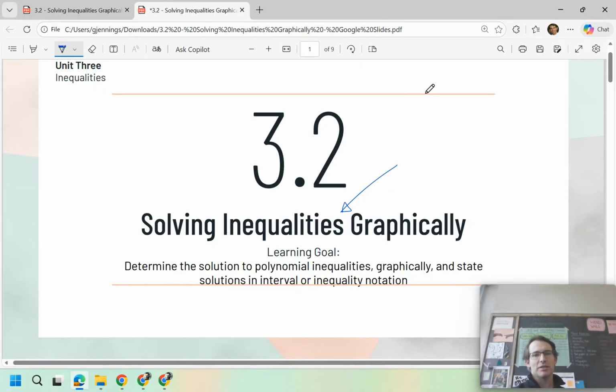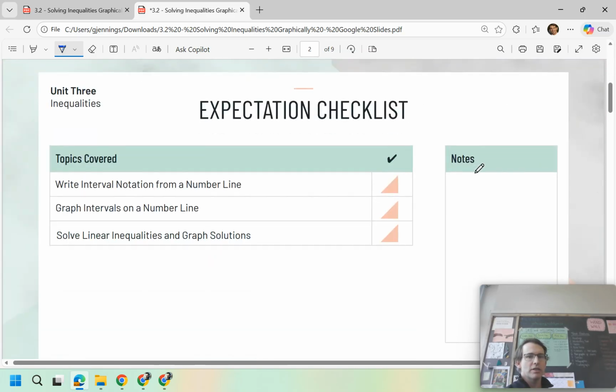Solving inequalities. So, Gavin, you have a lot of experience solving equations, right? Yeah. And we're going to apply those same skills to solving inequalities, but we're also going to use a graphical method today to understand that a little better. So let's take a look at it.